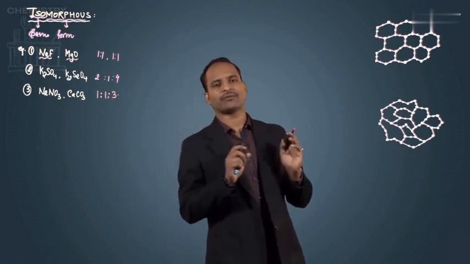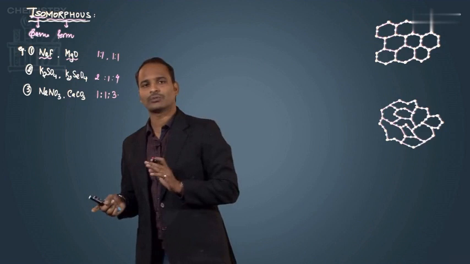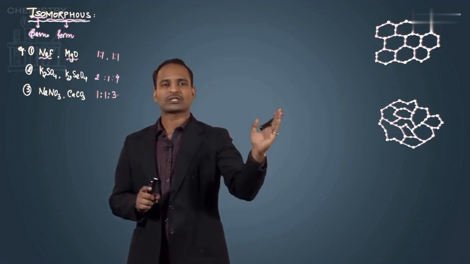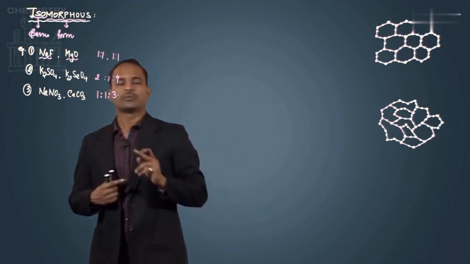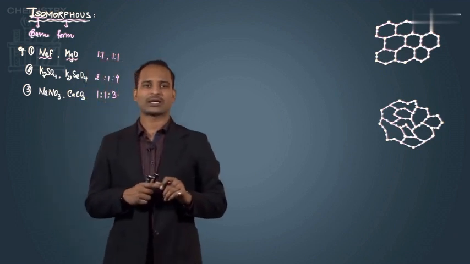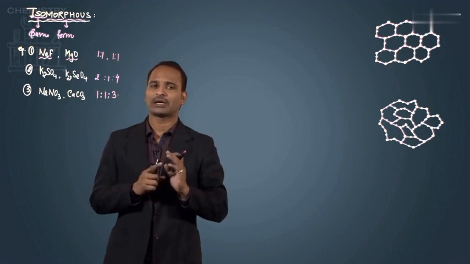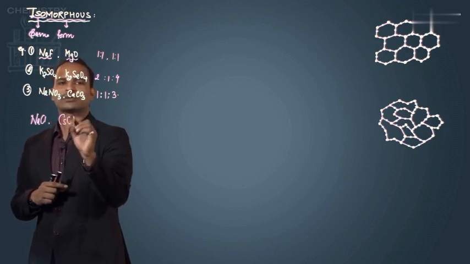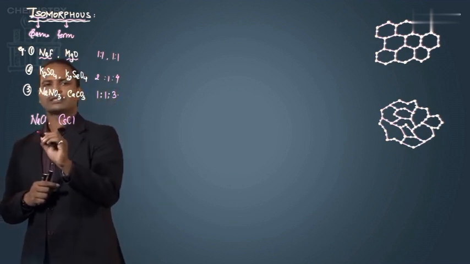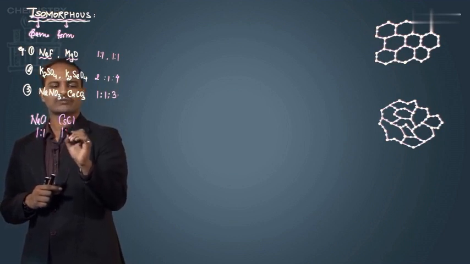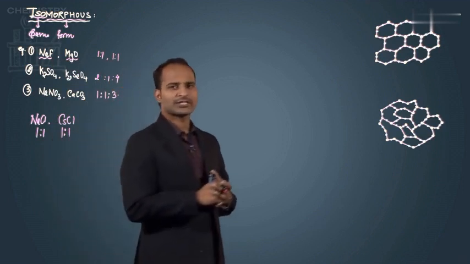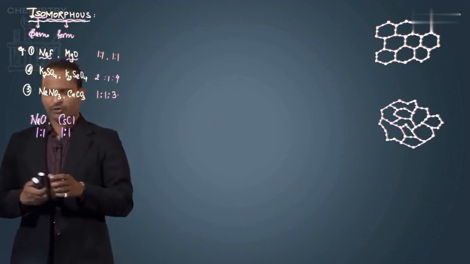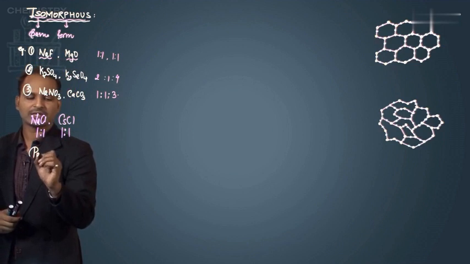But it doesn't mean that if two substances have the same atomic ratio, then they are going to be isomorphous. Isomorphous substances have the same atomic ratio, but saying that if the atomic ratio is the same the substances will be isomorphous is not correct. For example, sodium chloride and cesium chloride both have an atomic ratio of 1:1, but they are not isomorphous. The opposite of isomorphous is polymorphous substances.